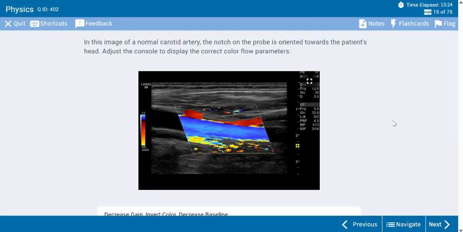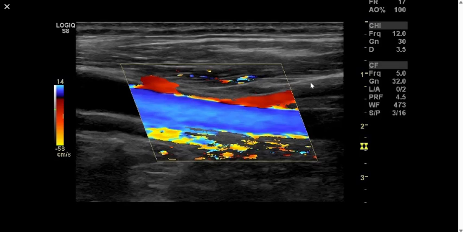So it says, in this image of a normal carotid artery, the notch of the probe is oriented towards the patient's head. Adjust the console to display the correct color flow parameters. So instantly, we're going to look at the image and ignore the answers for now. I like to find what is wrong with the image before I compare the answers. Once you get used to it, it's easier to identify the answers once you know what's going on in the image. So first, we're going to look at the box.